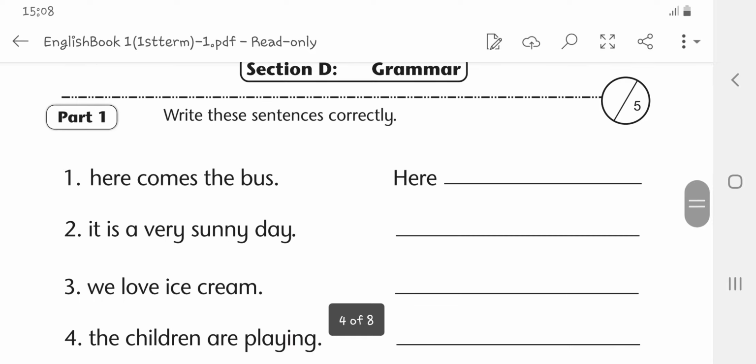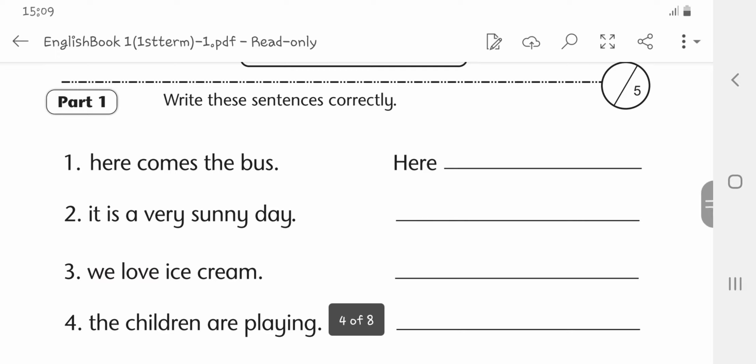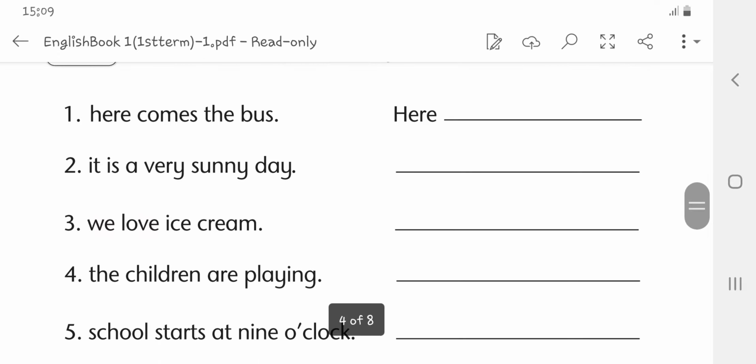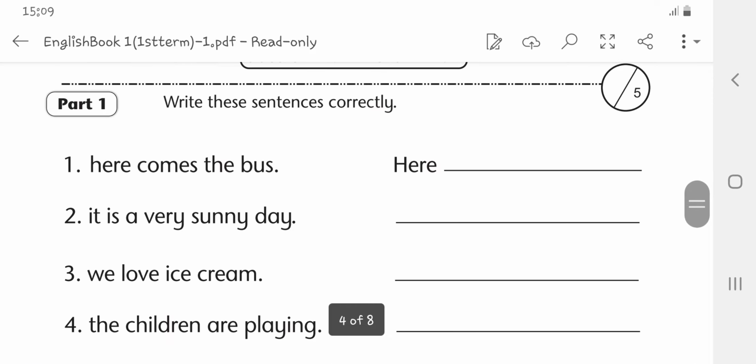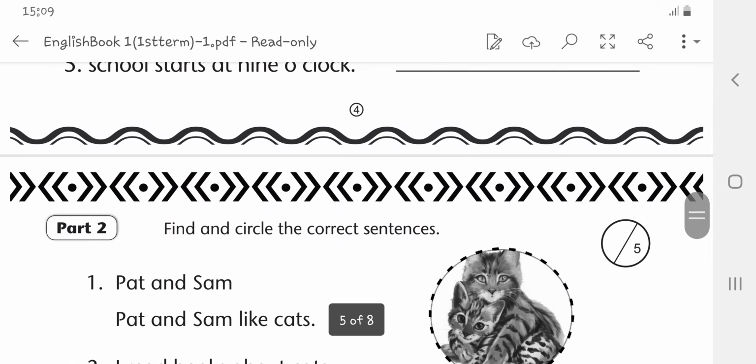Part D is grammar. In the first 5 units, the students are learning about what a sentence is, what is the beginning and the end of a sentence, what are asking sentences, what is the difference between a sentence and a phrase. So, part 1 is write these sentences correctly. They just have to put the capital letter at the beginning and a full stop at the end. 5 sentences and 5 marks.